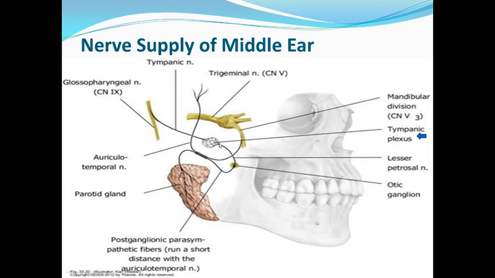The superior and inferior caroticotympanic nerves, which arise from the sympathetic plexus around the internal carotid artery, also give nerve fibers to form this tympanic plexus. So this tympanic plexus is the main nerve which supplies the middle ear.